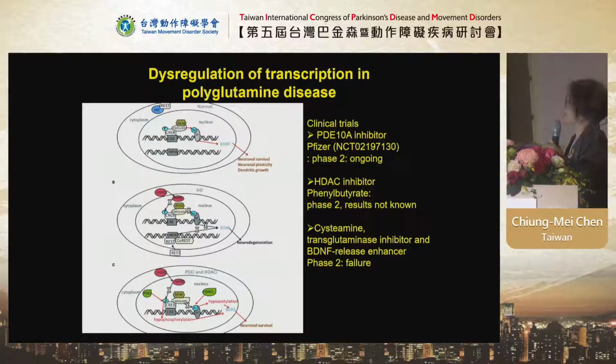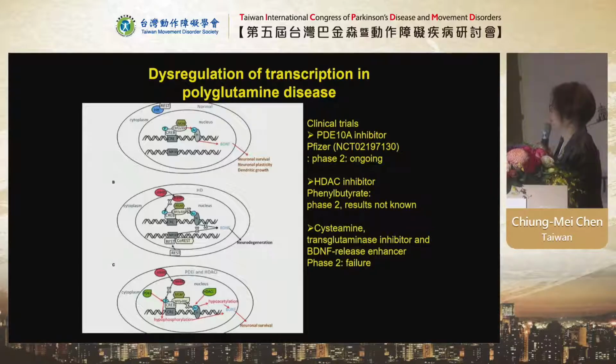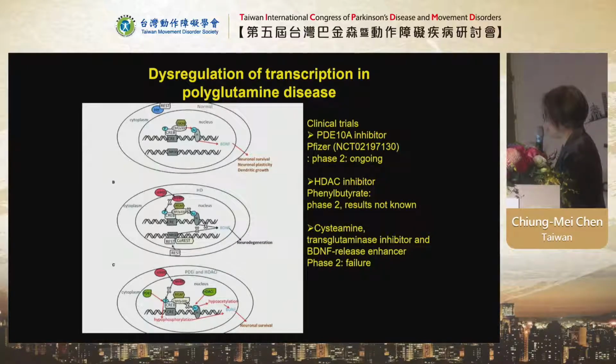And clinically, Pfizer just launched phase 2 for PDE10A inhibitor, but for HDAC inhibitor, phenylbutyrate just failed. The phase 2 results of the phenylbutyrate are not published. And the cysteamine is a transglutaminase inhibitor, also BDNF release enhancer, but it fails in phase 2 clinical study.